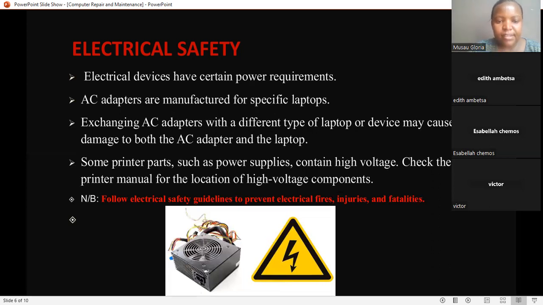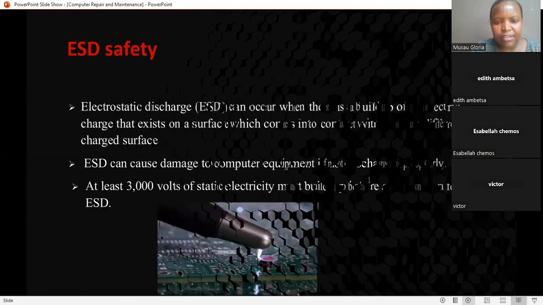Then some printer parts such as power supplies contain high voltage. So you should always check the printer manual for the location of high voltage components. Then NB, we should always follow electrical safety guidelines to prevent electrical fires, injuries, and fatalities. So that was about electrical safety.